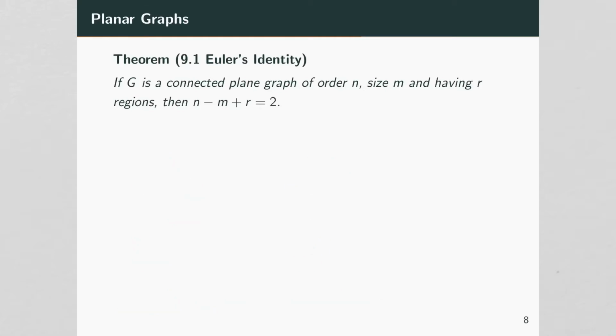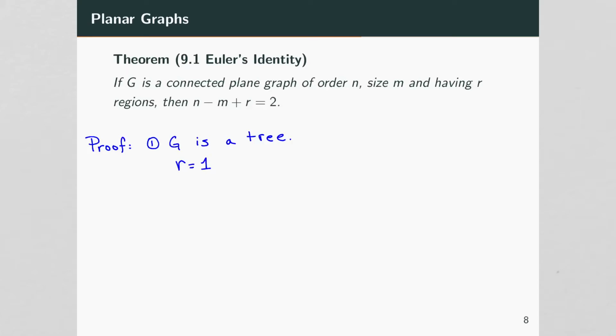So if we wanted to prove this, we could think about two cases. The first would be that our graph G is a tree. Trees are always planar graphs. They can always be drawn in the plane, and they always have one region. So if G is a tree, then r will equal 1, always.